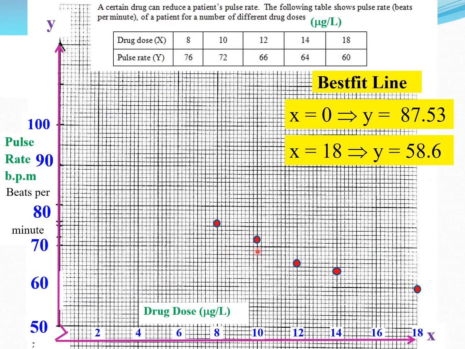So there's the 5 data points. We call that a scatter plot, and we're going to plot the line now. So we just plot these 2 points. If x is 0, y is 87.53, and if x is 18, there's 18, and the y is 58.6, just more or less under that red dot there.